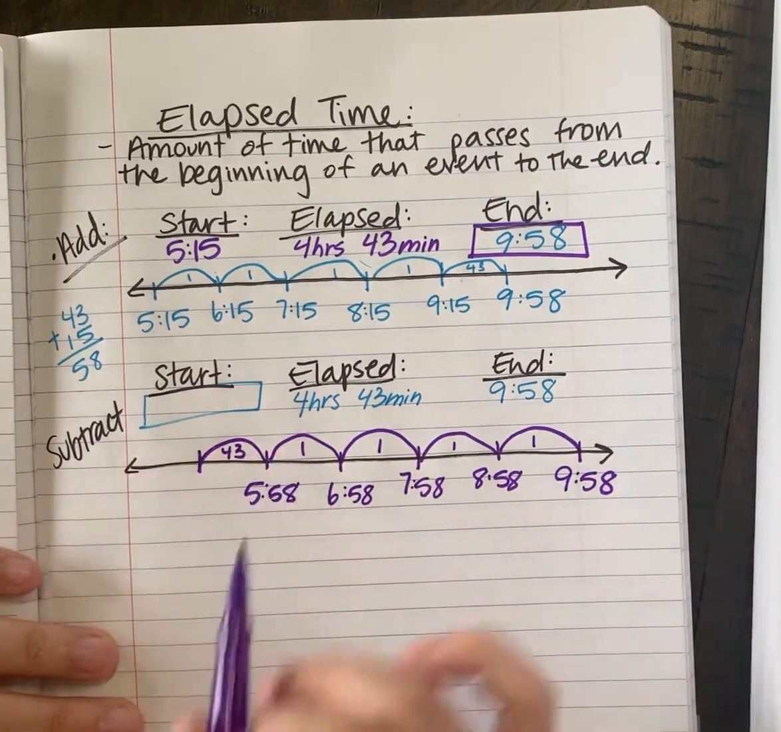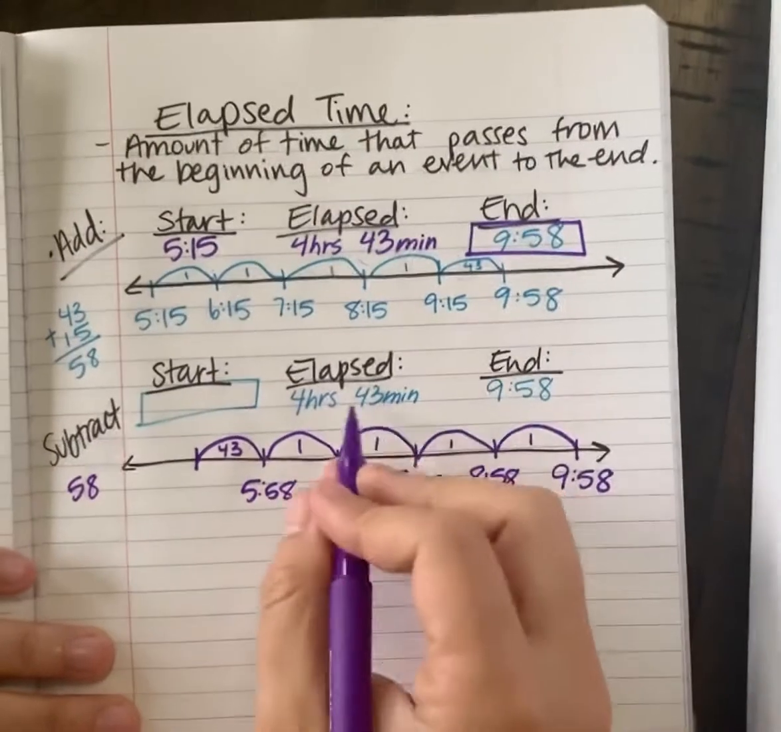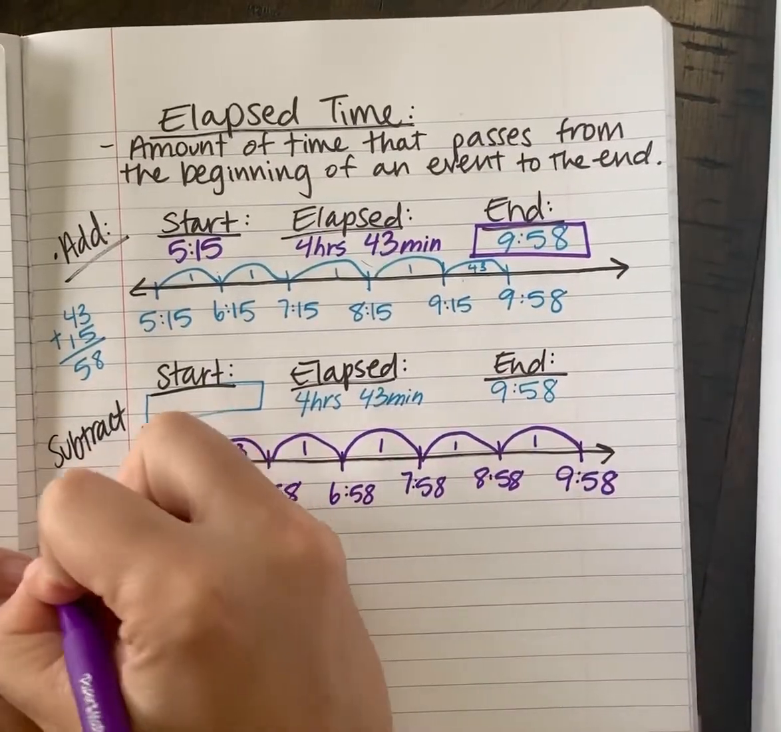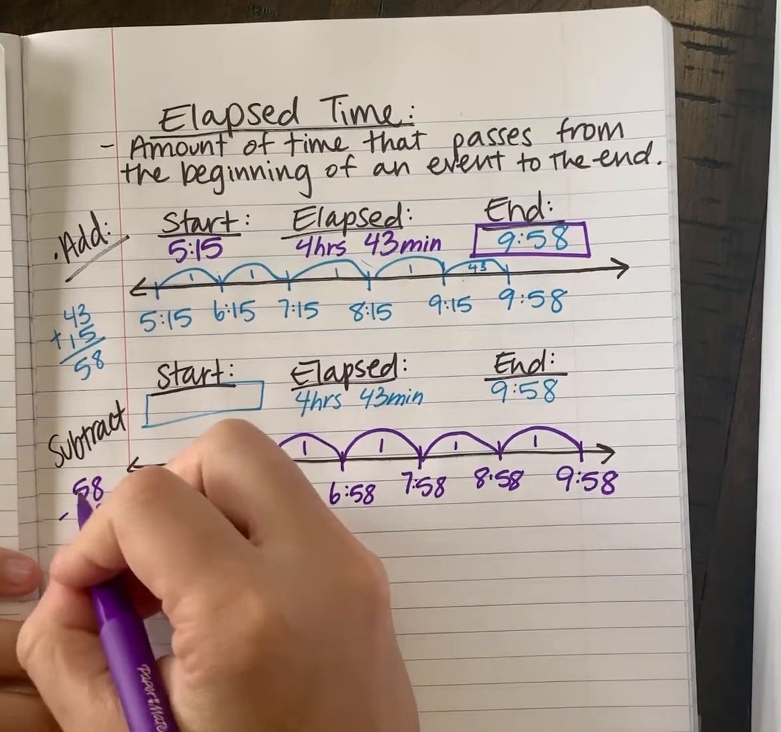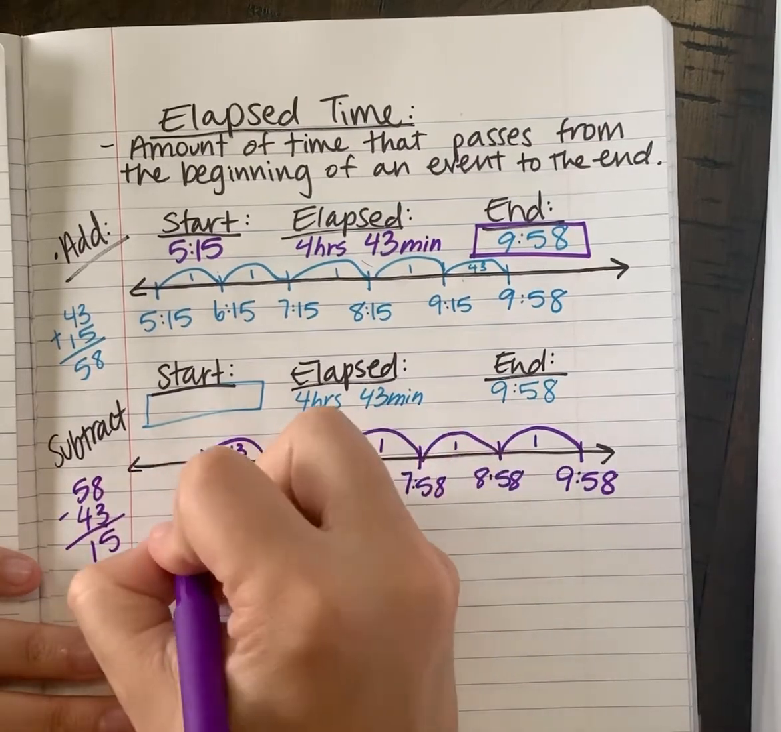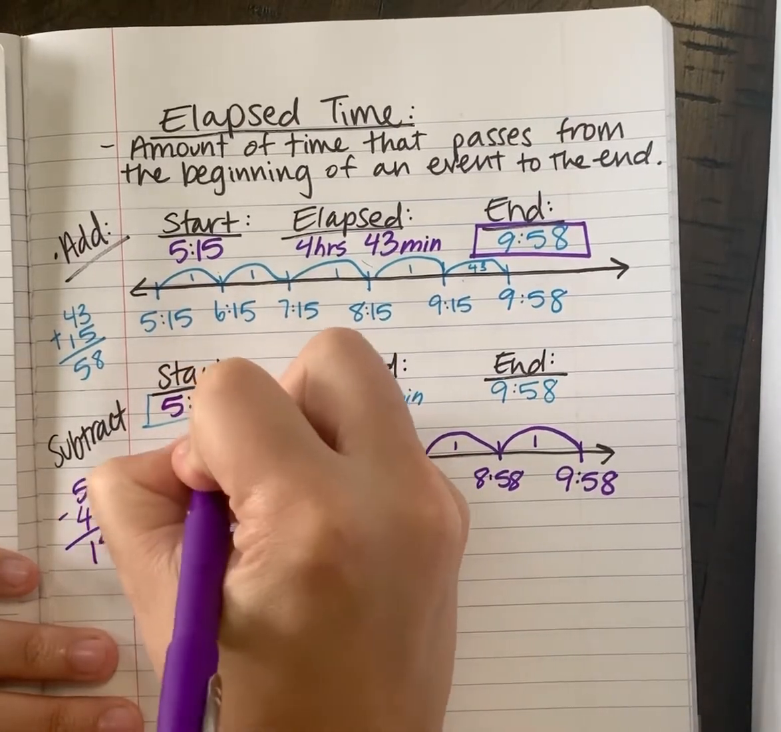If you can't do that in your head, we've got the minutes, we have our 58. We have to subtract the 43. 8 minus 3 is 5. 5 minus 4 is 1. So we end up with 5:15 as our start time. Wow.